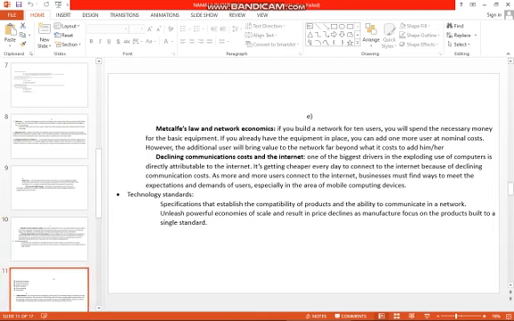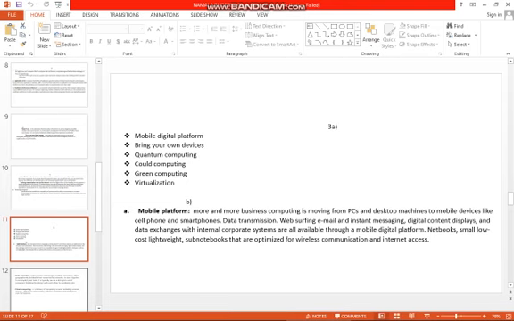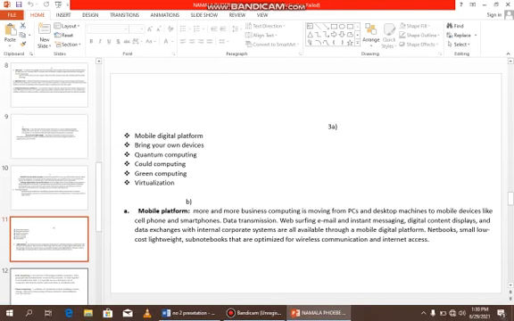We go on to slide 11. Slide 11, mobile digital platform. Bring your own device, cloud computing, green computing, and many others. How to define them? Define the mobile platform. More and more business computing is moving from PCs and desktop machines to mobile devices like cell phones and smartphones. Therefore, people should use phones as their platform to communicate.